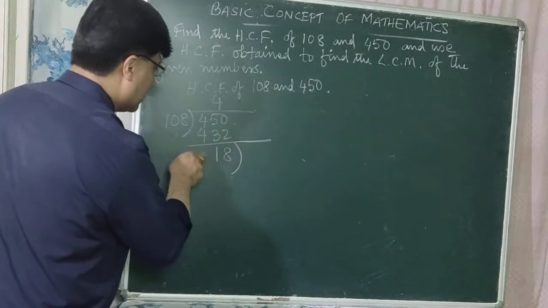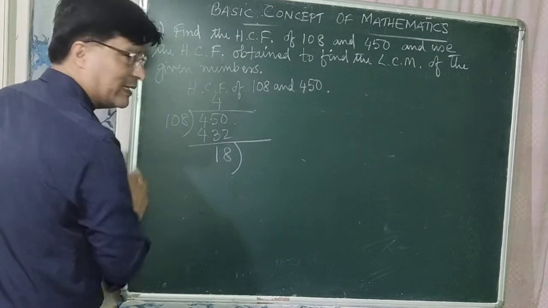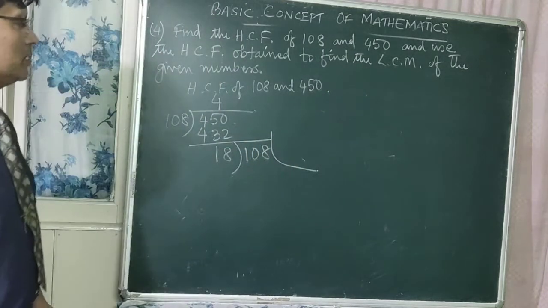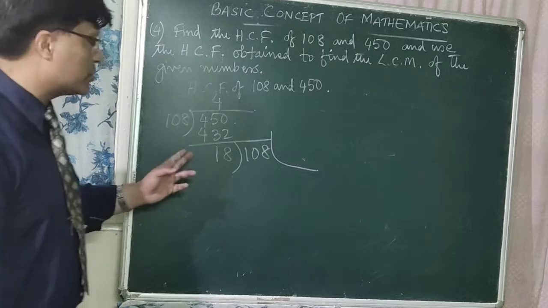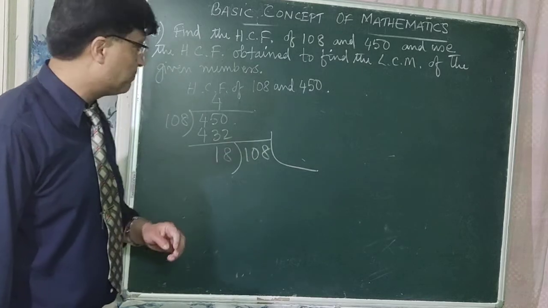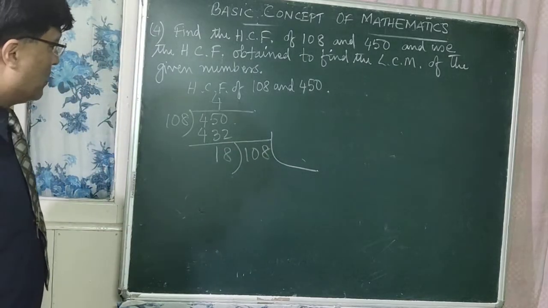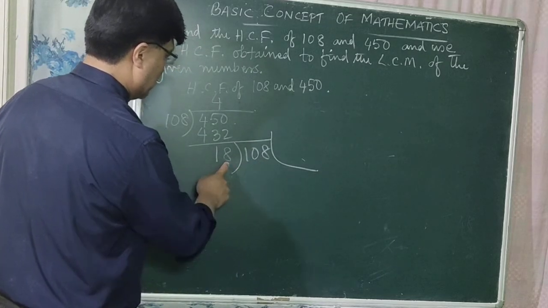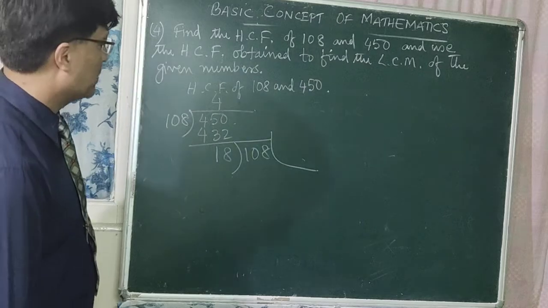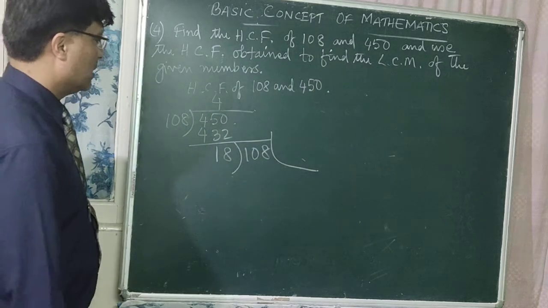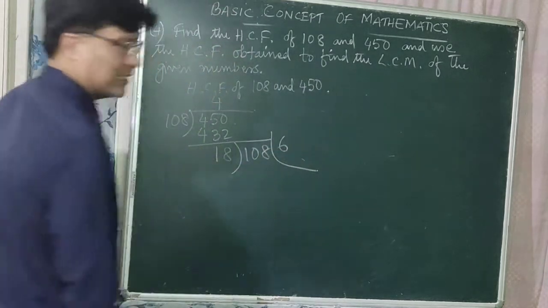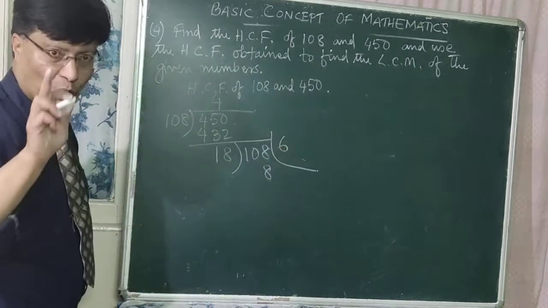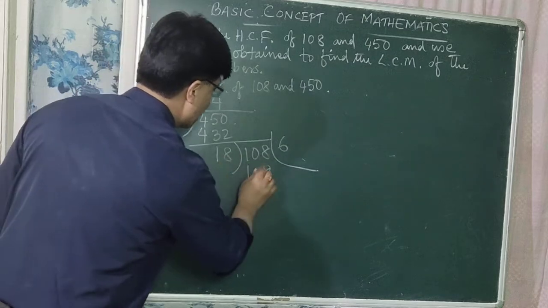Now again you should divide. This divides 108 by 18. So it is 108, right? How many times does it go by 18? 6 times. 6 8s are 48, 8, 4. 6 1s are 6 plus 4 is 10.